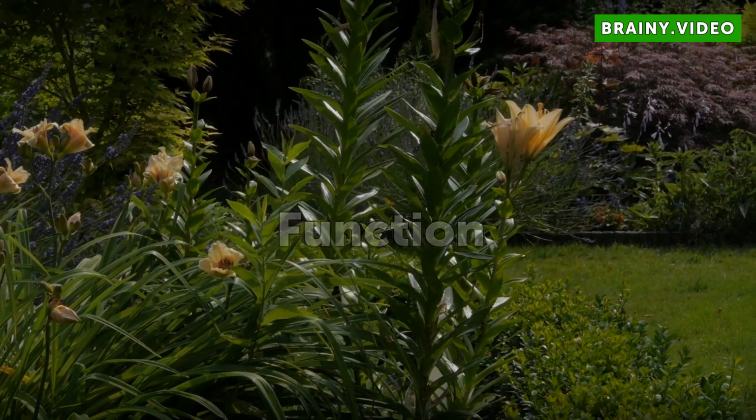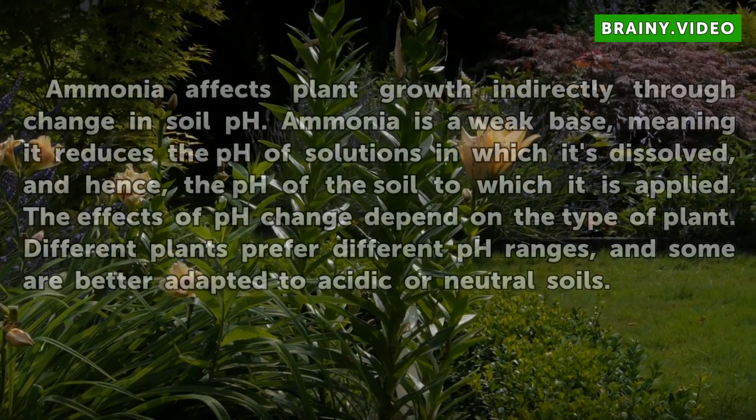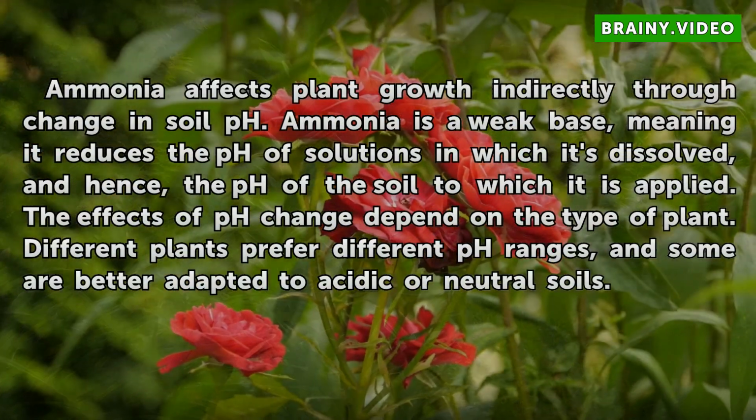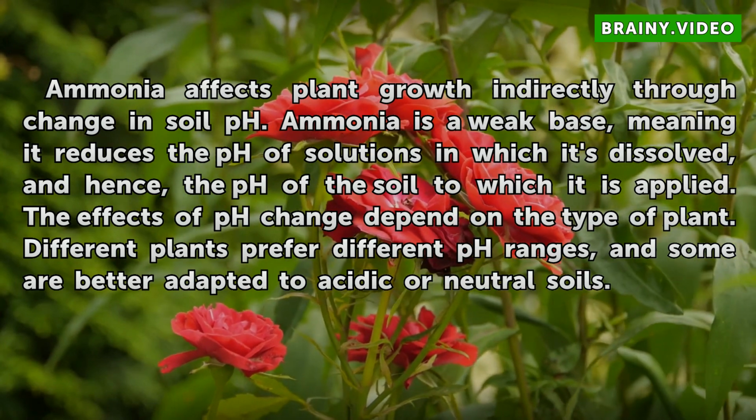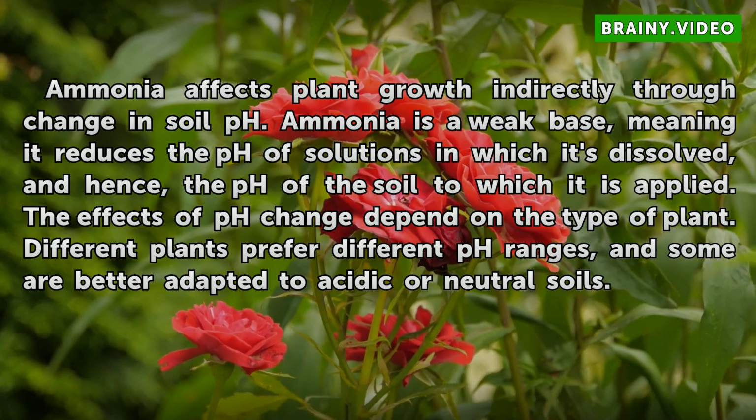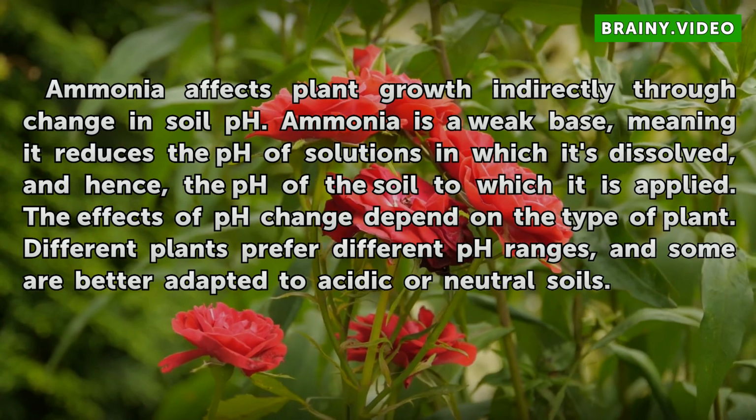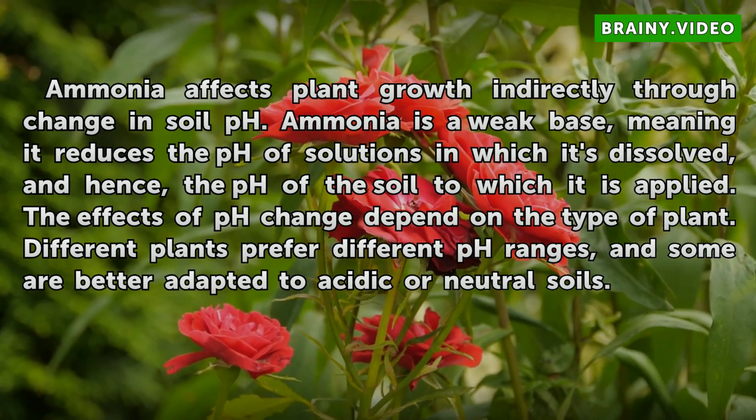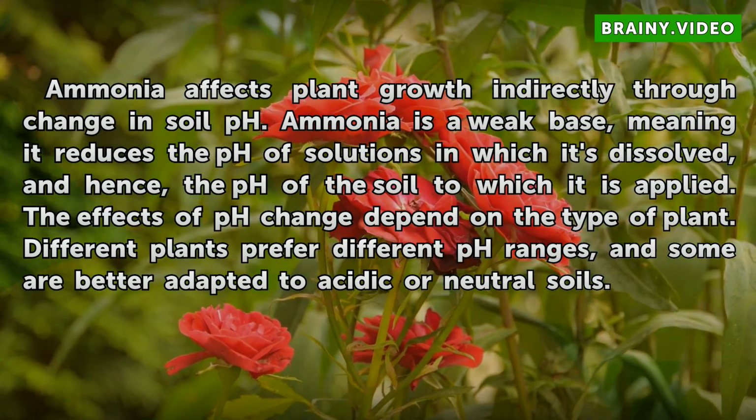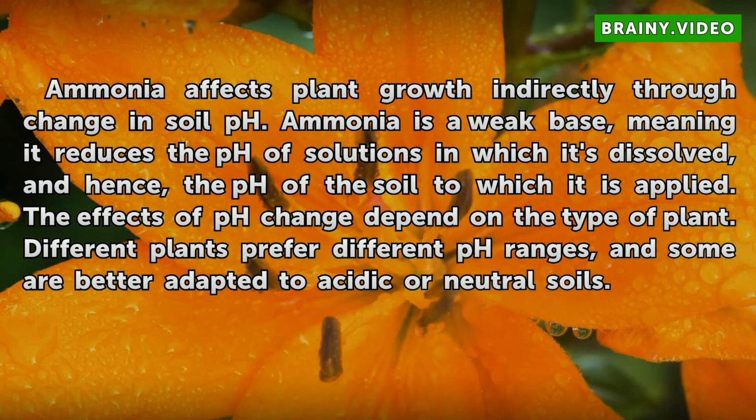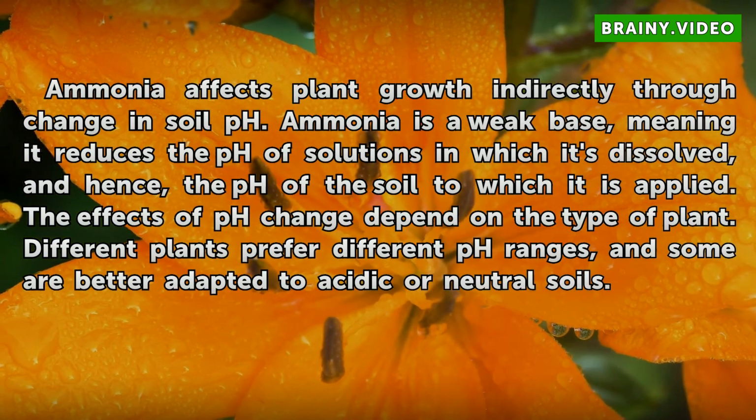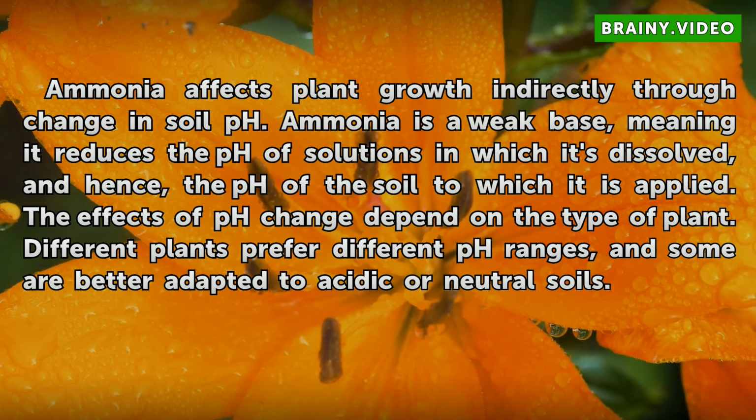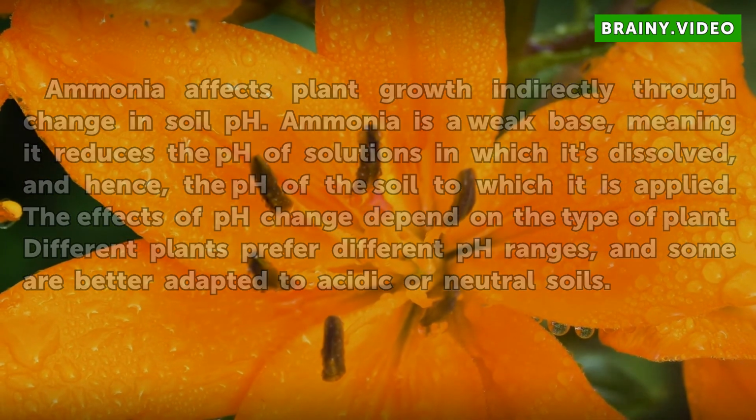Function. Ammonia affects plant growth indirectly through change in soil pH. Ammonia is a weak base, meaning it raises the pH of solutions in which it's dissolved, and hence, the pH of the soil to which it is applied. The effects of pH change depend on the type of plant. Different plants prefer different pH ranges, and some are better adapted to acidic or neutral soils.